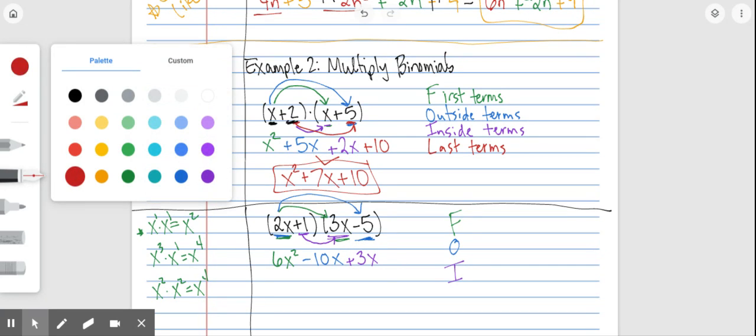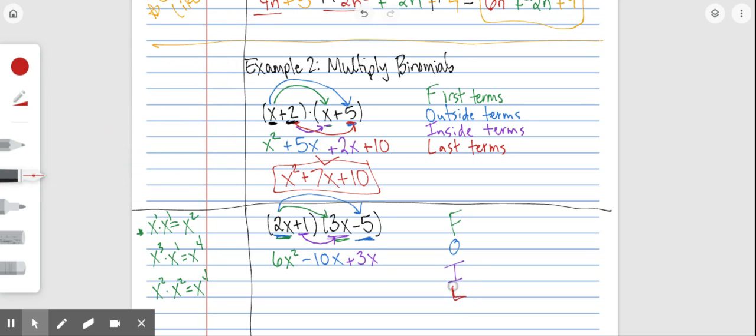And last but certainly not least are the last terms, FOIL. So the last terms are 1 is the last term in the first binomial, and negative 5 is the last term in the second binomial. So positive 1 times negative 5 is negative 5.